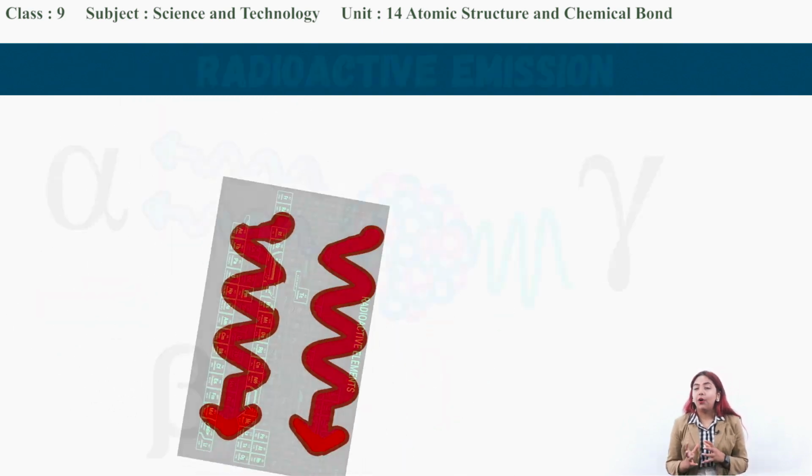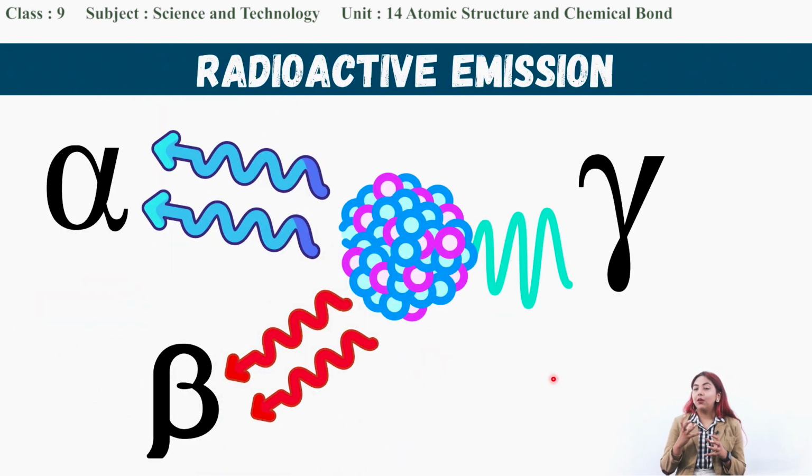Now, we said radioactive. So what are the radiations that those radioactive elements emit? Those are alpha radiation, beta radiation, and gamma radiation. Now, let us study about these a little.